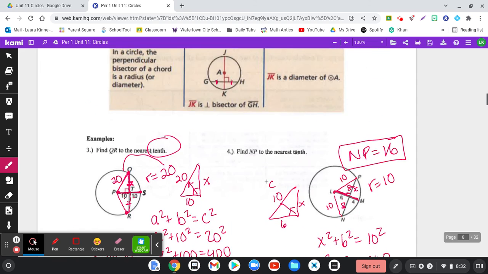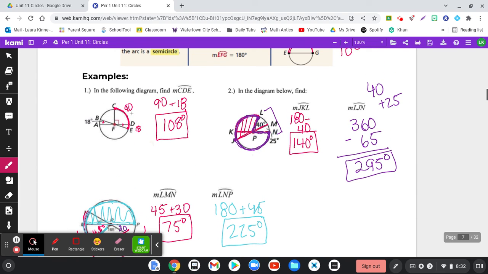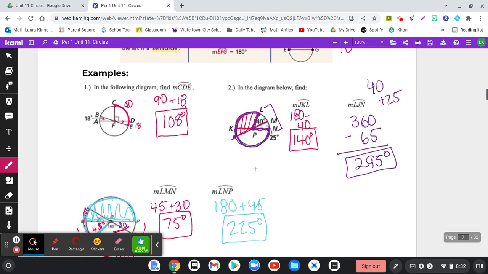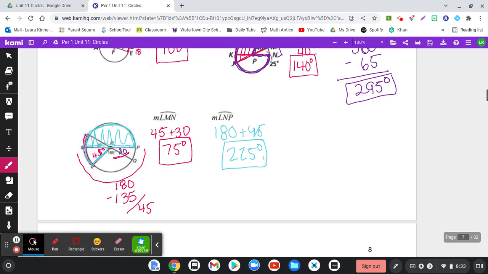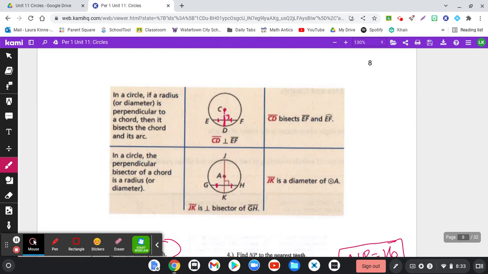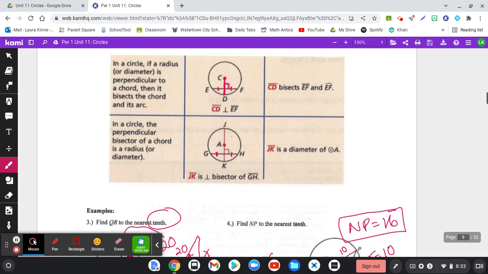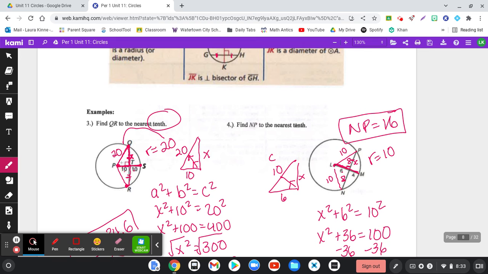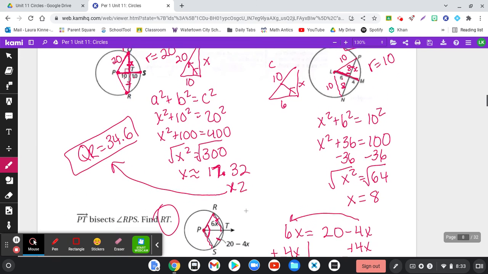Okay, so just to recap, central angle is the same as the arc that it intersects. If you have a half of a circle, it's 180. If the whole circle is 360, just figure out what you're working with. If you're dealing with a radius being perpendicular to a chord, it cuts those into equal sections, and you can use Pythagorean theorem because if you draw a radius to any point, it's going to be the same.